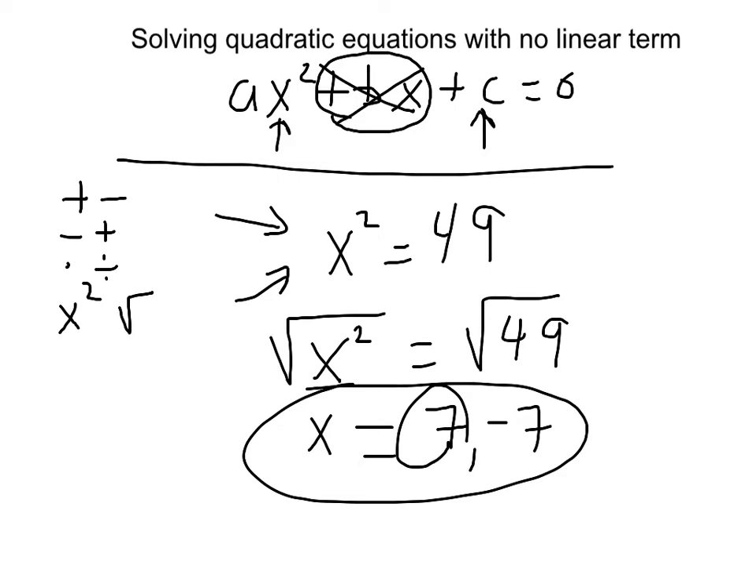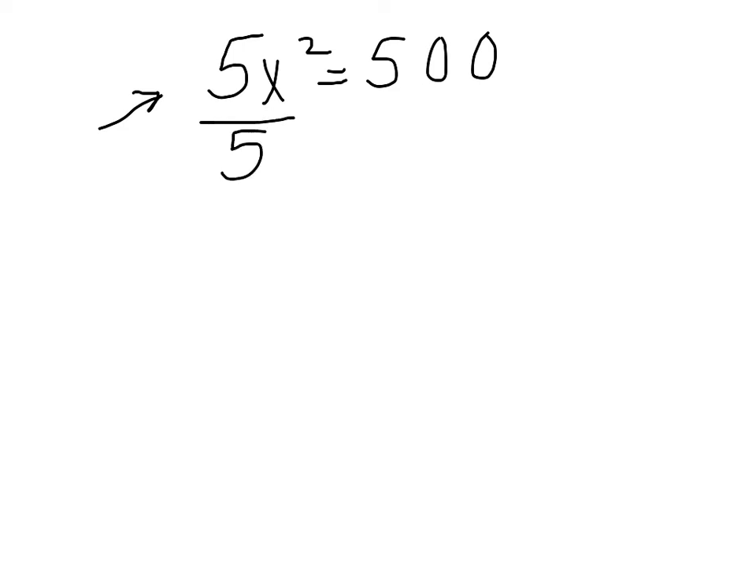Okay, next example, we're going to just kick it up a slight notch. For this example, we're going to have 5x squared equals 500. So we need to look at the x squared, and before we undo the squaring, we need to worry about this 5. We need to undo whatever that 5 is doing to the x squared. So the 5 is multiplying with the x squared, we undo that by dividing. Of course, what you do to one side of the equation, you must do to the other.